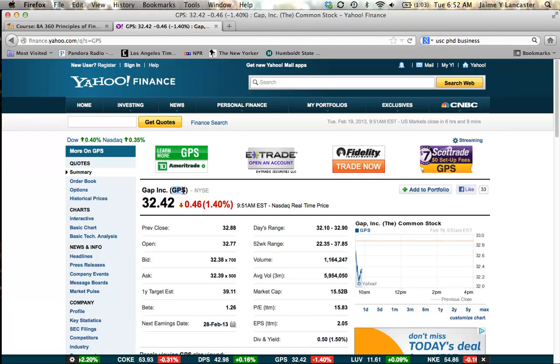Sometimes we need to enter the name and we'll get a list of companies that are similar, and we'll look up the ticker symbol. And in this case, Gap's ticker symbol is GPS. We can see that right now the Gap is trading at a share price of $32.39, and I'm going to write that down because I want to make a note of it because I'm going to need it in a little bit. So I'm going to write down here on a piece of paper sitting next to me that the share price is $32.39.